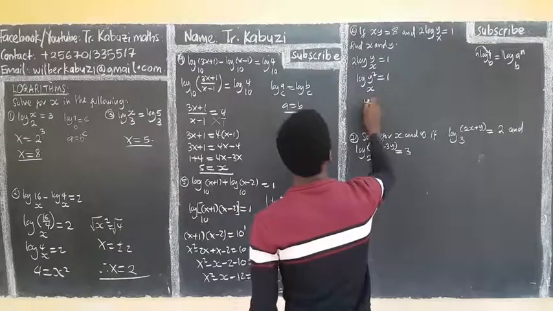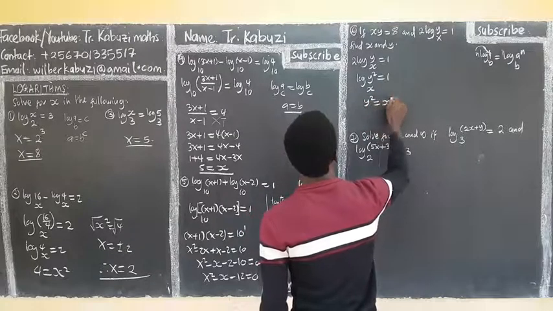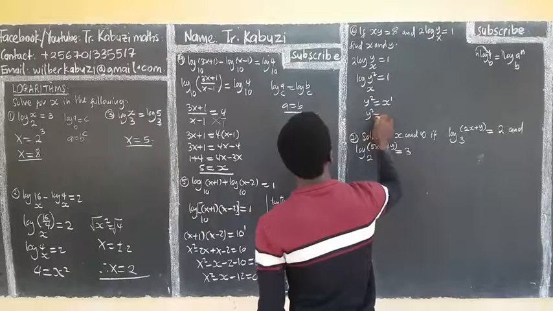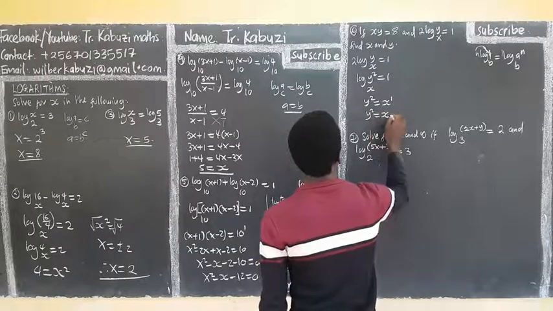So y squared will be equal to x. Now power 1, you get x to the power of this, so you get x squared. Your y is equal to x.